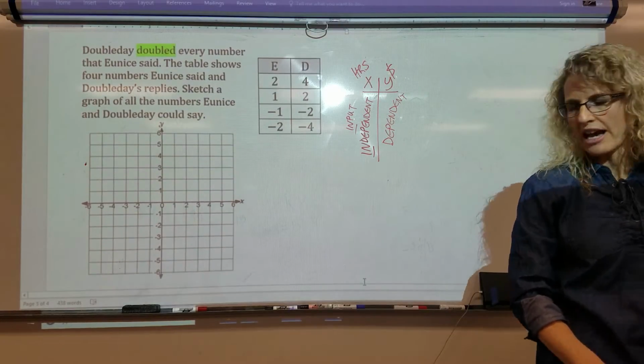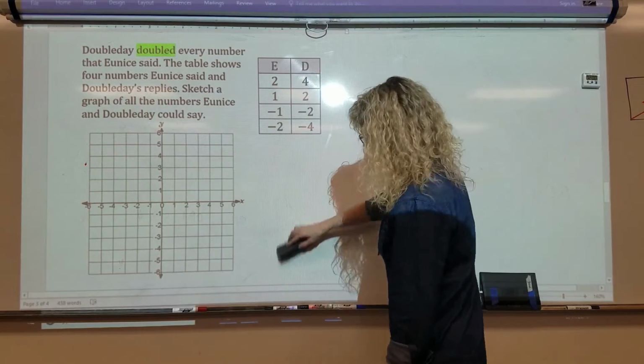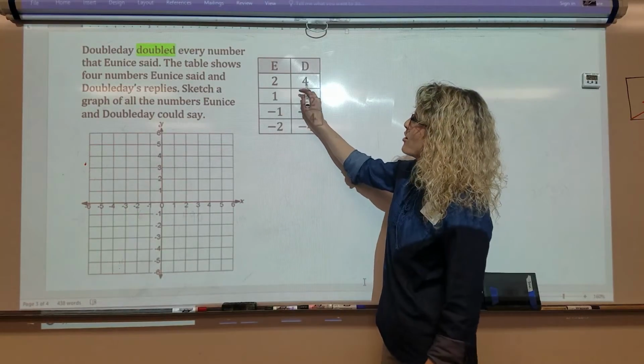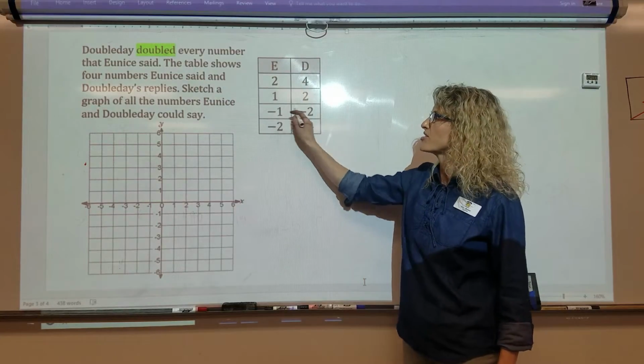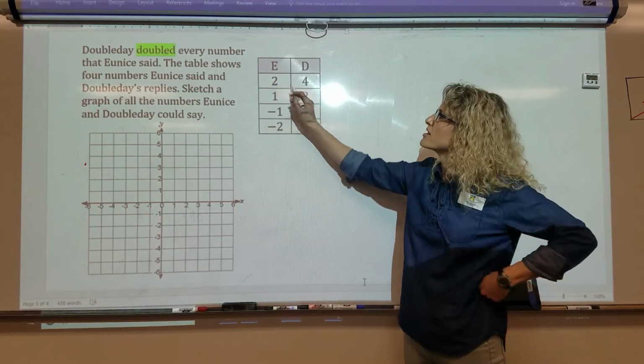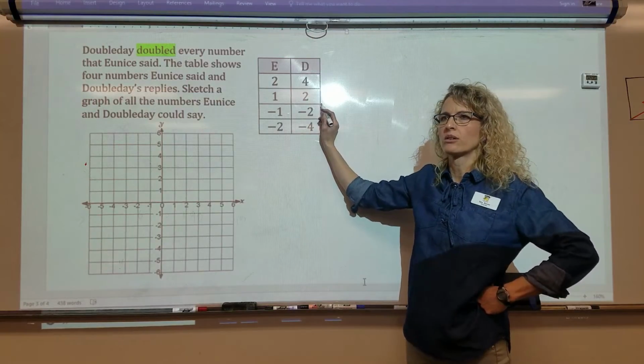Let's look at this. How does this table help us with direct variation? Input, output. What would I times my input by to get my output? And does it follow the same rule every time? Let's see. What would I do to the 2 to get a 4? What do I do to the 1 to get a 2?